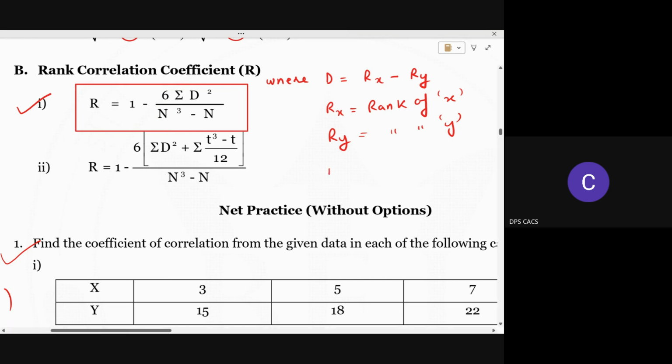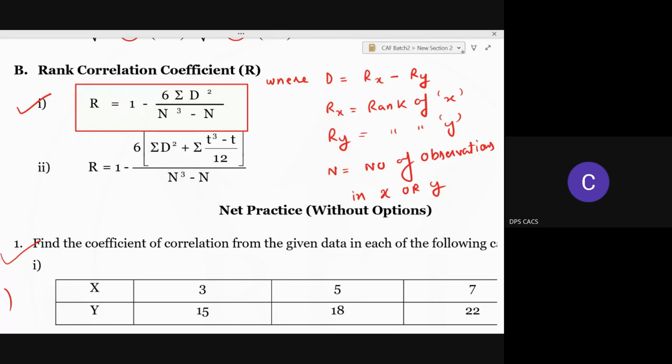Write down, number of observations in X or Y column. Any one of them you can take. Right now we have written, but we'll understand after one example.